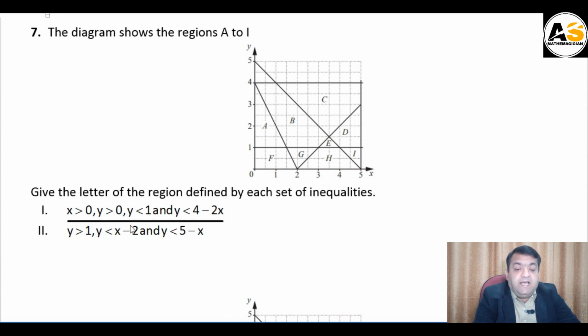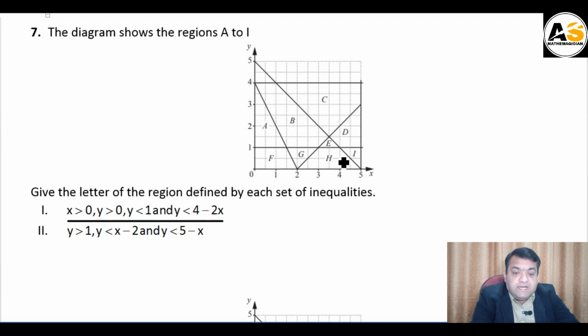First one is x is greater than or equal to 0. Dear student, this is x is equal to 0. X is greater than or equal to 0 on this side, so all the regions satisfy this. Y is greater than or equal to 0. Again, all the regions are satisfied. Y is less than 1. This is y is equal to 1.